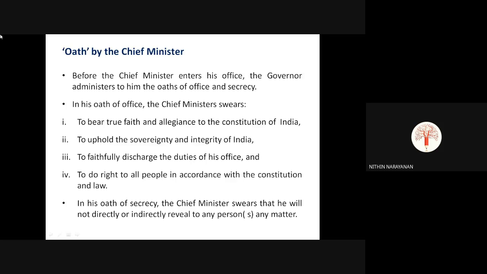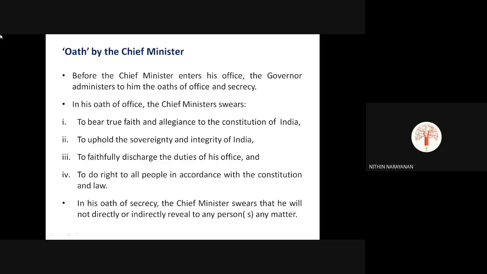These are the things taken in the oath. Either you can take it in the name of God or in whichever way you want. So these are the matters that come in the oath. Okay. Now the oath of secrecy: the chief minister says that he will not directly or indirectly reveal to any person any matter. Okay, so that is the oath taken by the chief minister before entering into his office.